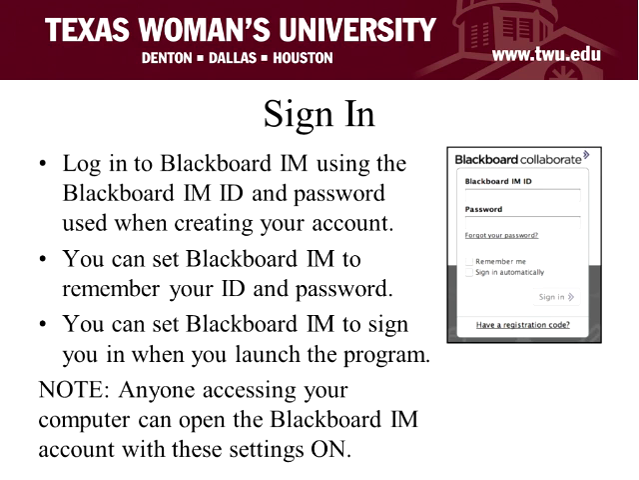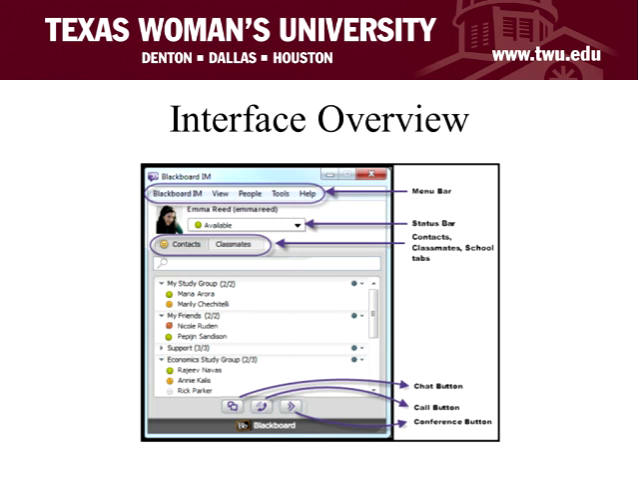After you've installed the application, the next thing that will happen is you'll be allowed to sign in to Blackboard Collaborate. You'll log in using the Blackboard ID and password that you used when you created your account. You can actually get BlackboardIM to remember your ID, and to sign you in automatically when you launch the program. Keep in mind that anyone accessing your computer, if they open the BlackboardIM application, they're automatically going to be logged in as you. So if you share your computer with someone, you might not want to turn those features on.